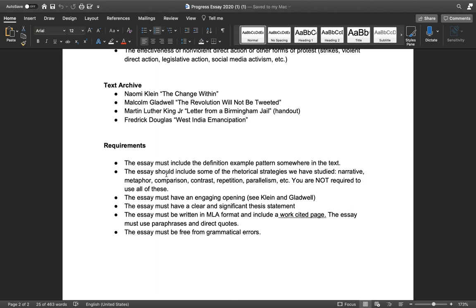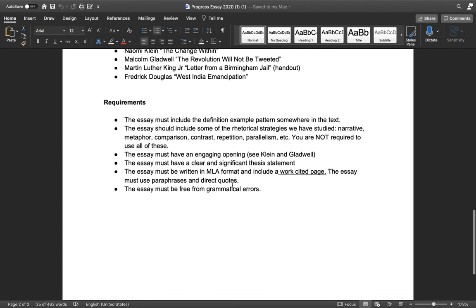The essay should include some of the rhetorical strategies we have studied. For example, narrative, metaphor, comparison, contrast, repetition, parallelism, etc. Please do not feel like you need to use all of these. Use the ones that you are comfortable with. We are not writing a narrative essay this time, so your whole essay should not be a narrative. You might use a narrative as an introduction in the way that Malcolm Gladwell has, but your essay as a whole should not be narration.